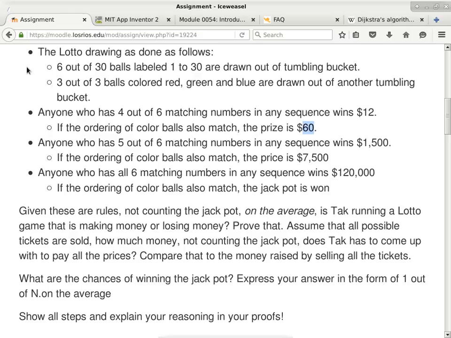Where there's 3 out of 3 balls, so that means there are 3 balls in the cage and you draw all 3 of them out? You draw those out one by one, but then it depends on the sequence, the ordering of those balls. Oh, that becomes the important part. So the ordering of the color is important, but the ordering of the numbers is not important. I'll give you guys some examples afterwards, but first I'll describe the rules.